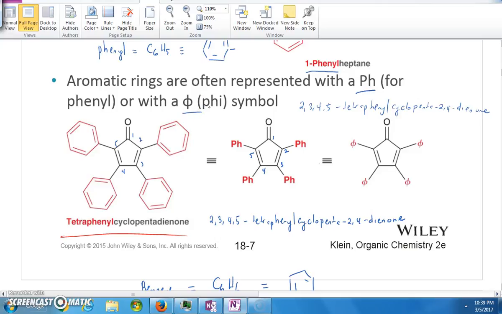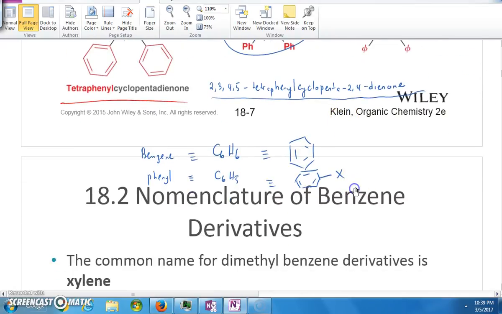Now, aromatic rings are often represented with Ph for phenyl, or the phi symbol. You can use that as well. For example, you can see this example here. This would be 2,3,4,5-tetraphenylcyclopenta-2,4-dienone. You can see that when the benzene is a substituent, whereby one of the hydrogens has been substituted, it becomes a phenyl group. Okay, so make a note of that.